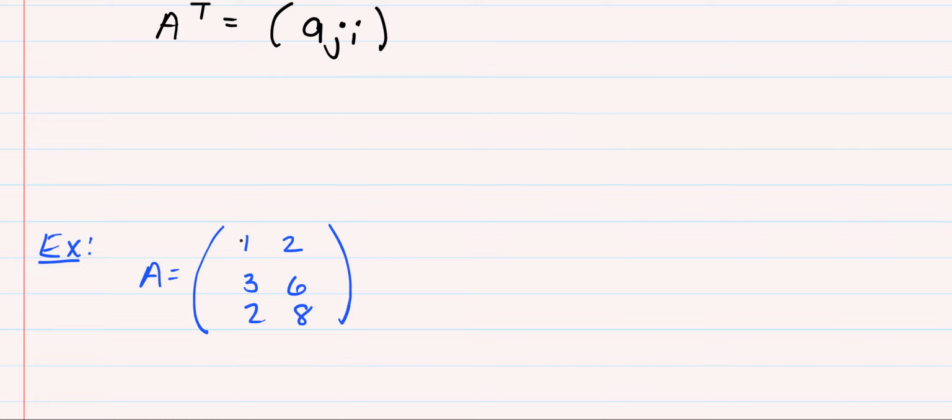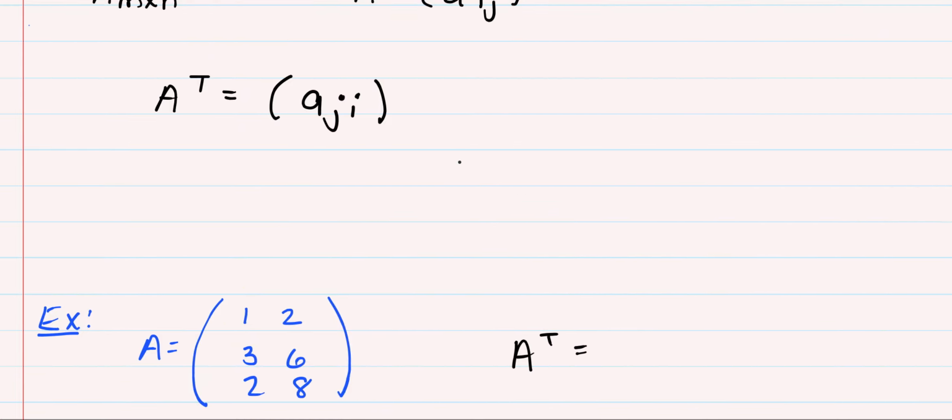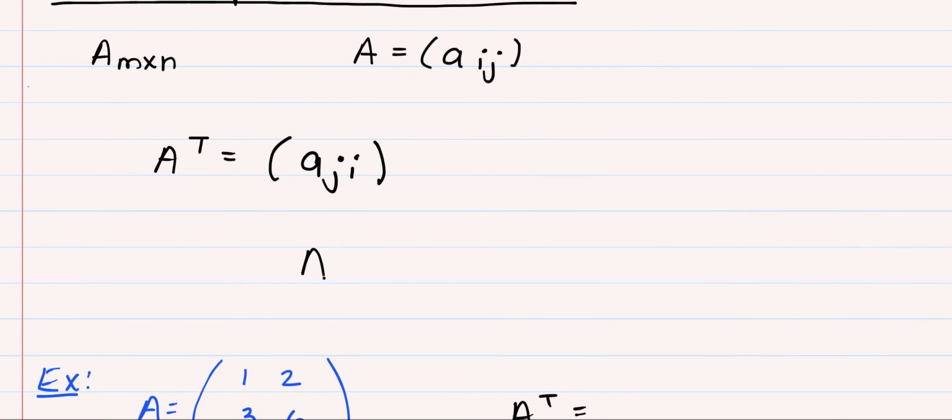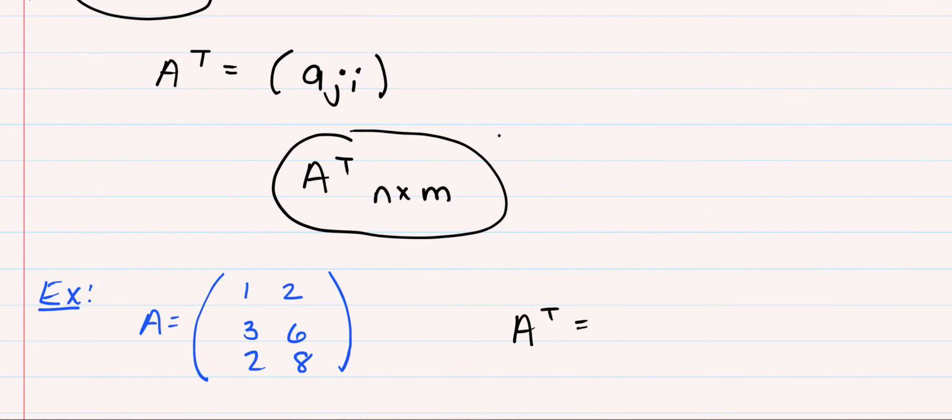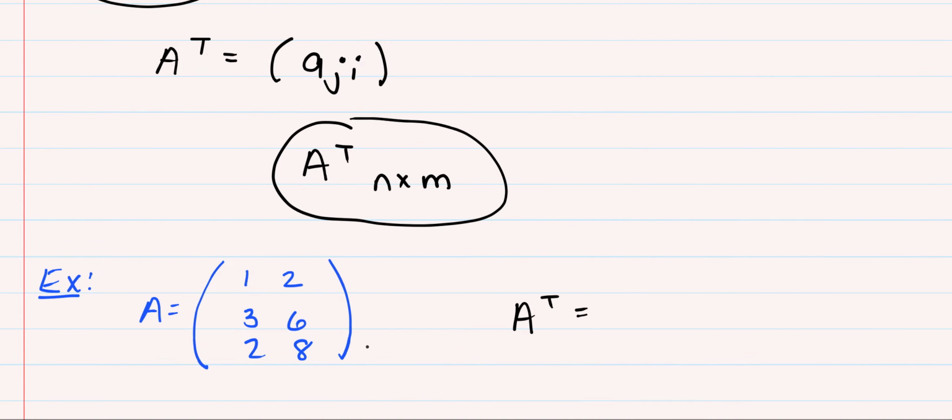So here I have A equal to 1, 2, 3, 6, 2, 8, and I want to find A transpose. A transpose, I didn't write it here, but A transpose is an n by m matrix. So maybe you should jot that down. We started with an m by n, now it's going to be n by m. Look, you see how I had an ij? I just switched these two. So this is a 3 by 2 matrix. What we're going to have is a 2 by 3 matrix.